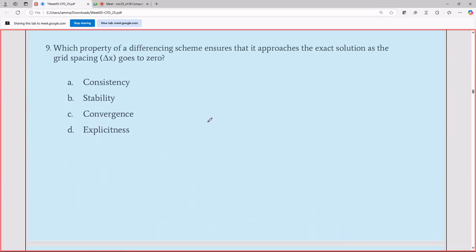Which property of the differencing scheme ensures that it approaches the exact solution as the grid spacing, delta x, goes to 0? Options are option A, consistency; option B, stability; option C, convergence; option D, explicitness.